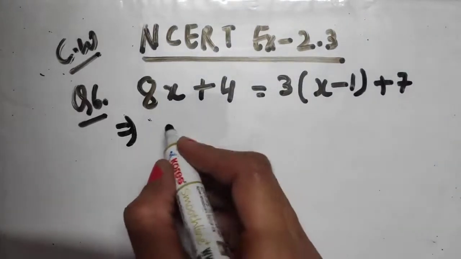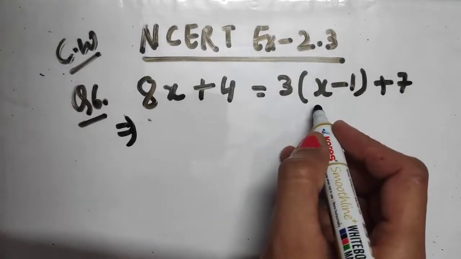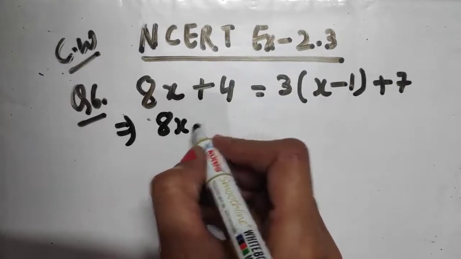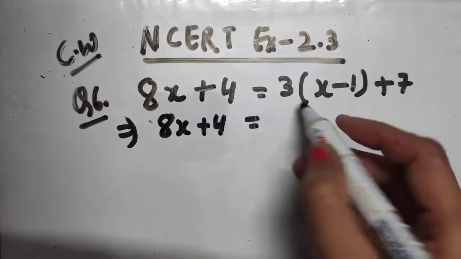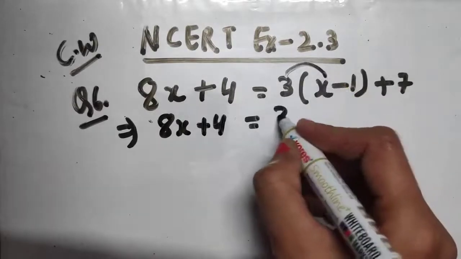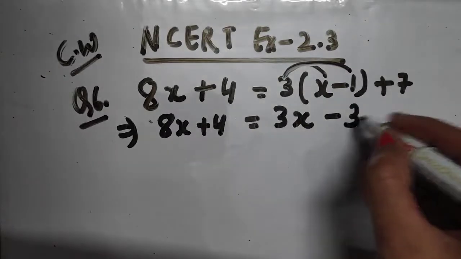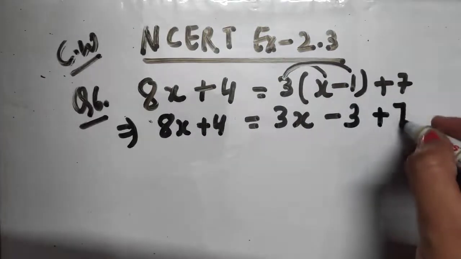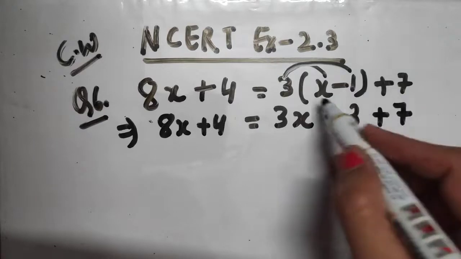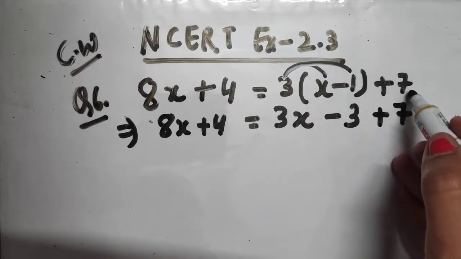So I am solving both the sides simultaneously. So it will be 8x plus 4 is equal to, this 3 is to be multiplied by x, so it will be 3x, minus this 3 is to be multiplied by 1, so it will be minus 3, plus 7. I have not multiplied this 7 by 3 because it is outside the bracket.